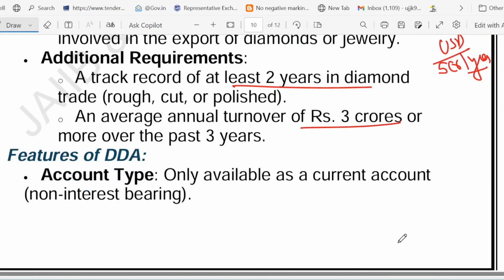So have a look. First of all, USD only. It is only available in one currency, that is dollar, and only available as a current account, no interest earned on it. But it helps you save the conversion cost. No INR. I told you, in the previous case of RFC there were 5 currencies which were allowed, but in this case only one, because the name itself is Diamond Dollar Account. Dollar means what? Dollar only, right?